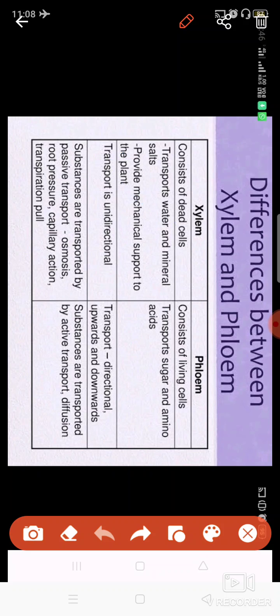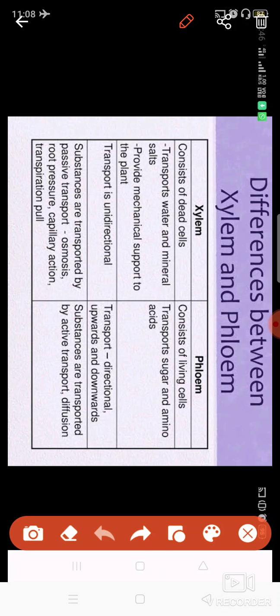Because most of the cells present in the xylem are dead. Xylem tracheids are dead, xylem fibers are dead, and xylem vessels are dead. Because all these cells are dead, this xylem tissue is more supportive than the phloem. In phloem only one type of cell is non-living, which is phloem fibers. That is why it provides mechanical support also.